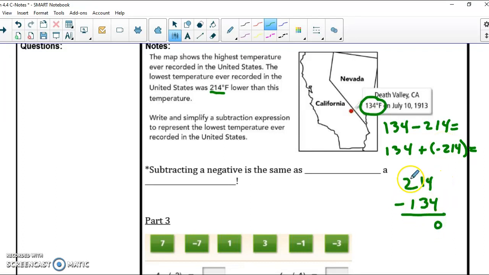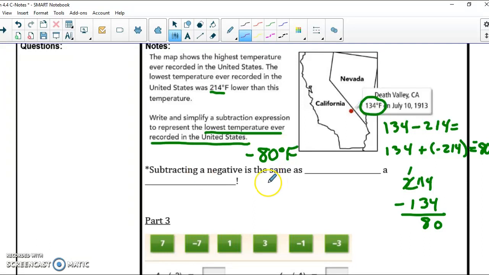4 minus 4 is 0. I'm going to borrow 1 from the 2 to make this 11. 11 minus 3 is 8. So this is a difference of 80 degrees, and it's going to be negative. So the very lowest temperature ever recorded in the United States is negative 80 degrees Fahrenheit. And I hope to never experience that temperature. That sounds terrible.